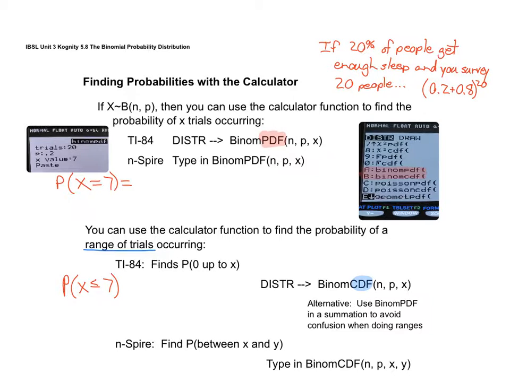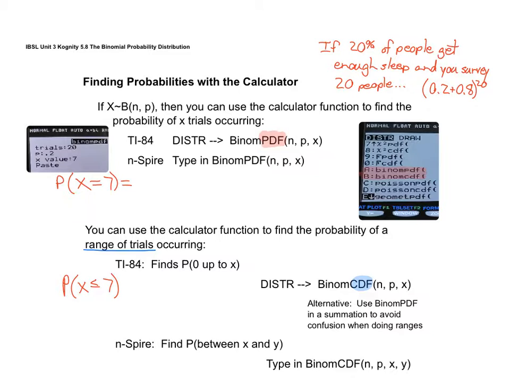I want to look first of all at the probability of getting X number of trials. Now that's just a fancy way of saying, in this case, what's the probability of getting exactly a certain number of people who get enough sleep? So we're going to say, what's the probability of finding exactly 7 out of those 20 who get enough sleep? All right? Well, let's work through that using the theorem first of all, and then let's look at using the calculator, okay?